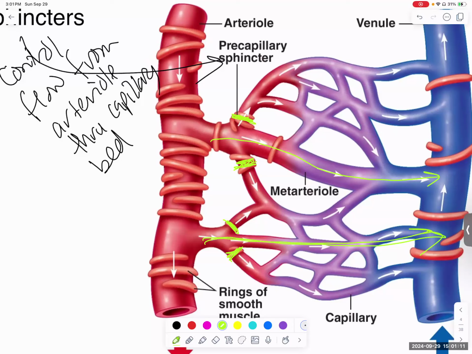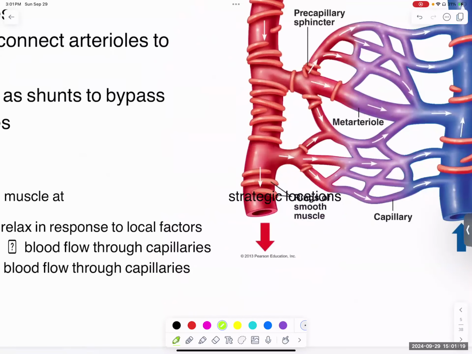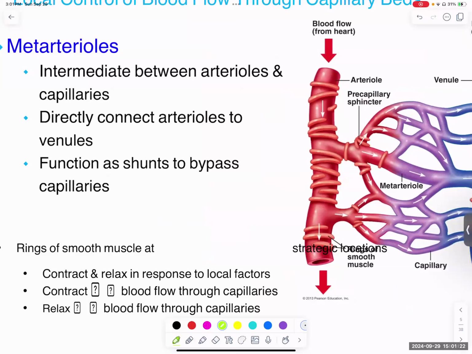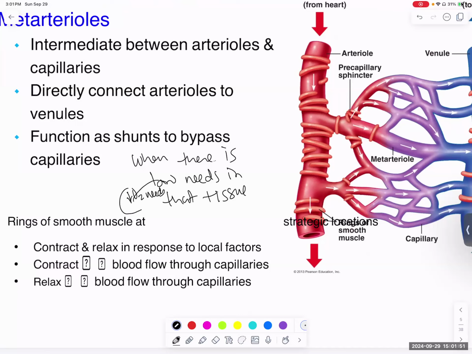And so you have these metarterioles. You're still getting oxygen delivered to this tissue area, but it's meeting the metabolic needs, which isn't much. So metarterioles are intermediaries between the arterioles and the venules. And so they kind of function as a bypass when there is low need in that tissue. When I say low needs, I mean low oxygen needs, right? Because that's the main thing.